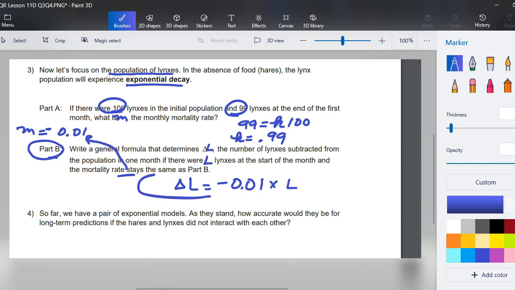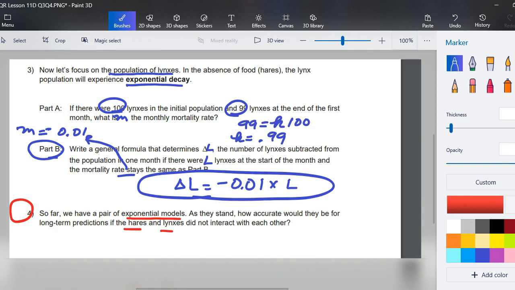Again, this is a great time for you to look at what we just calculated and played around with on question 3, and also what we calculated for the hares on question 2, because when we get to question 4, it says, so far we have a couple of exponential models, and as they stand, how accurate would they be for long-term predictions if the hares and the lynxes did not interact? Put down some thoughts. What you could put is that the hare model is unreasonable because the exponential population growth that we just had is not sustainable. And the lynx model is probably reasonable as it shows the lynx population declining. The population would eventually die out without food.